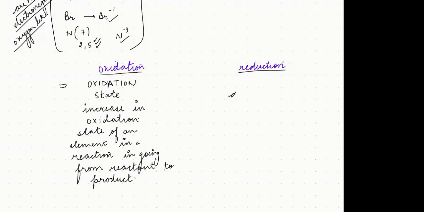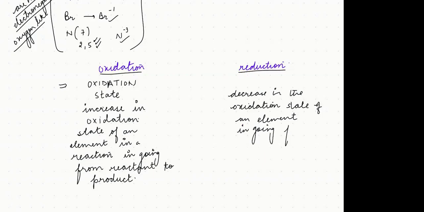Decrease in the oxidation state of an element in going from reactant to product. Okay?